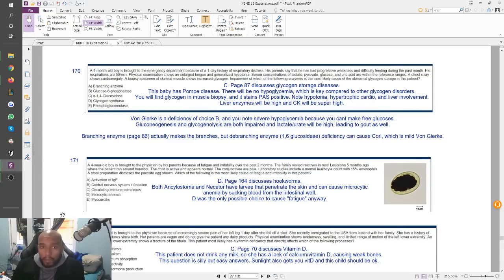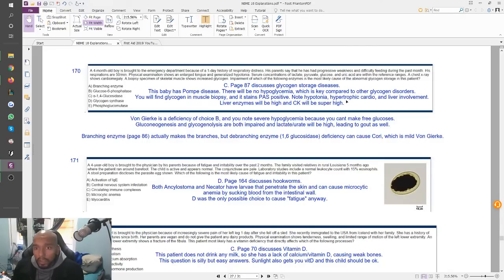There will be no hypoglycemia, which is key compared to other glycogen disorders, right? They didn't tell you that the patient has hypoglycemia. He has hypotonia, but look at that. This was the most important sentence here: serum concentrations of lactate, pyruvate, glucose, and urate are all normal. So he doesn't have hypoglycemia. The only glycogen storage disease with no hypoglycemia is Pompe. So you pick alpha-1,4-glucosidase and you're done. You will find glycogen in muscle biopsy and it stains PAS positive.